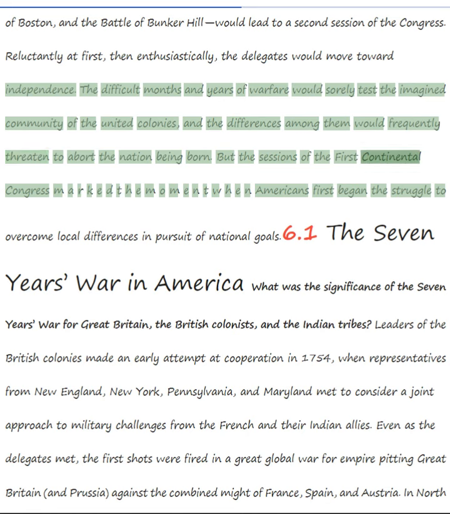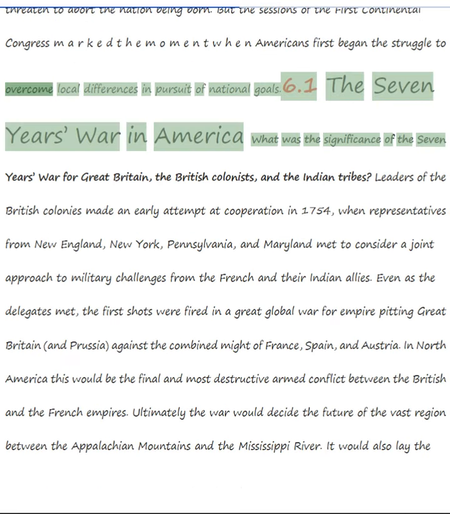But the sessions of the First Continental Congress marked the moment when Americans first began the struggle to overcome local differences in pursuit of national goals.